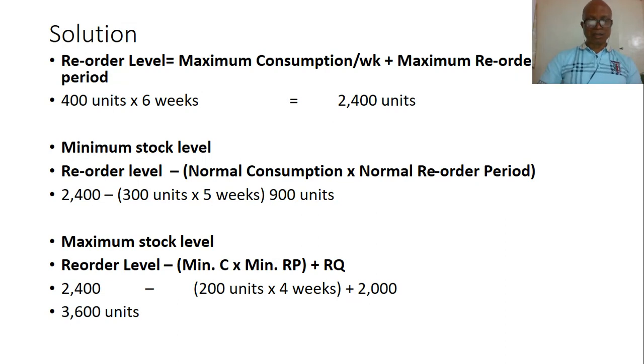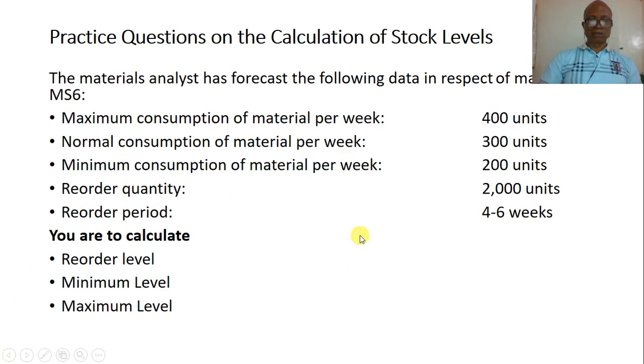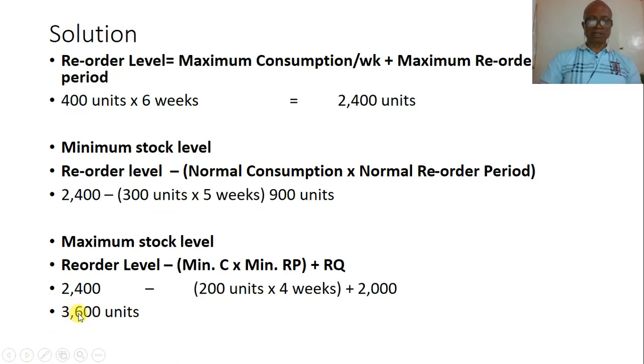Maximum stock level is reorder level minus open bracket minimum consumption times minimum reorder period close bracket plus the reorder quantity. So we calculated this one before, that's 2400 minus 200, which is the minimum consumption, multiplied by the minimum reorder period, plus the reorder quantity. The reorder quantity 2000 is also given in the question. So that's the formula, and that's what we arrive at, 3,600 units.